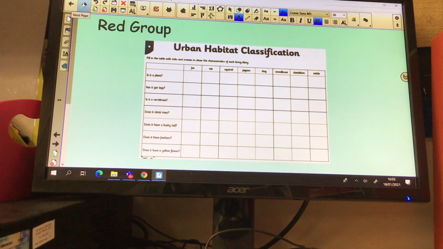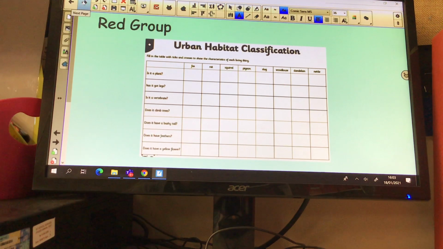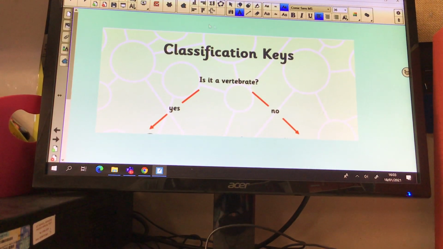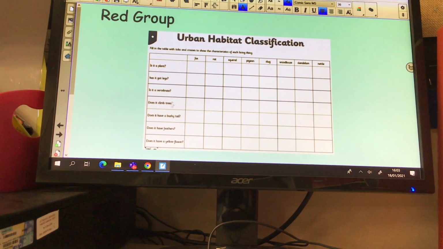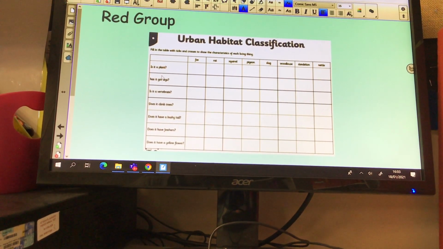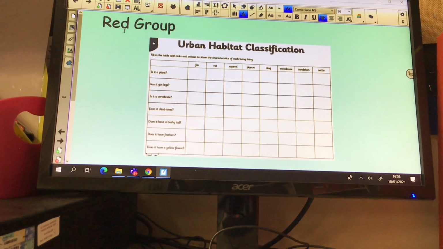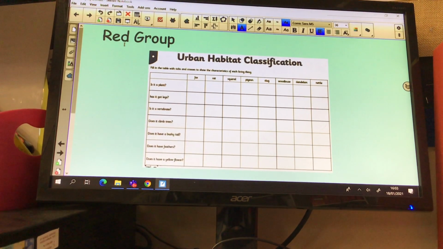And then what I'd like you to do is use that information on that sheet to create a very specific classification key. So you'll use these questions that you've got here on your sheet to help you break your classification key down. I look forward to seeing that work.